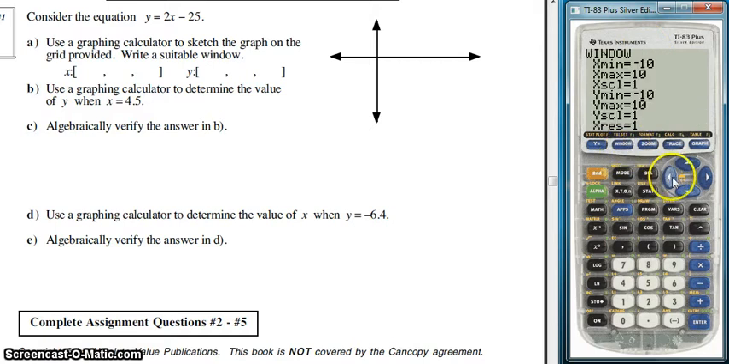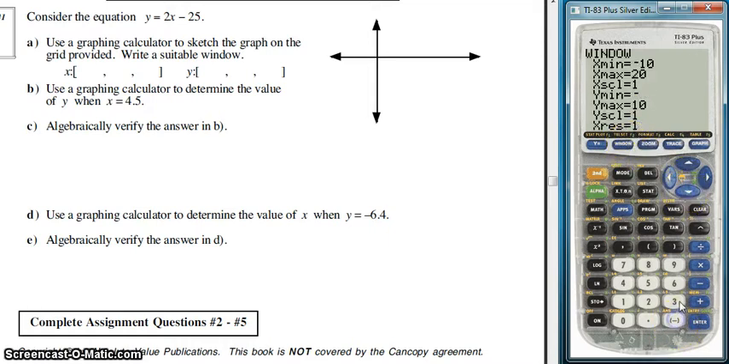So let's go to Window. It's better to change it manually. I want to see more on the x to the right, but for y, I want to see more to the bottom. So let's just double those numbers. Okay, here we go. But I still don't see the y-intercept. I almost see it, so change the window again.